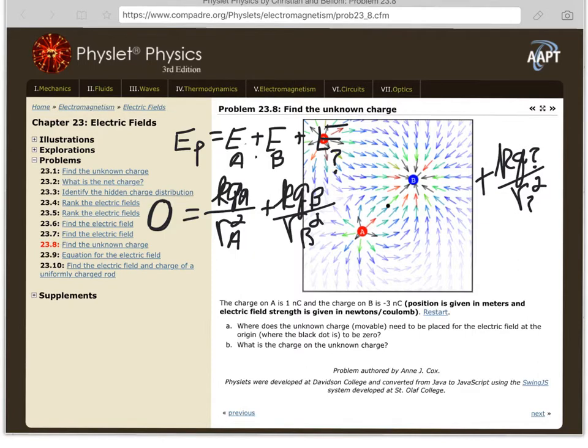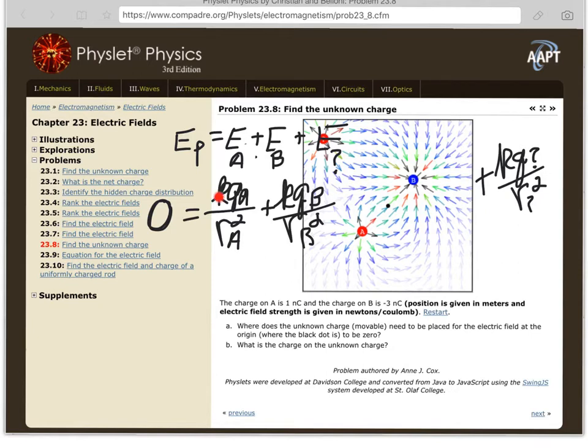So there were three charges. So the field at point P, that center black dot is what I'm calling point P, is the sum of three vectors. And the three vectors are the electric field at this point due to charge A, charge B, and the unknown charge. But you're going to place the unknown charge so that the total electric field at that point is 0. And so now the equation reads 0 equals the sum of these three charges.